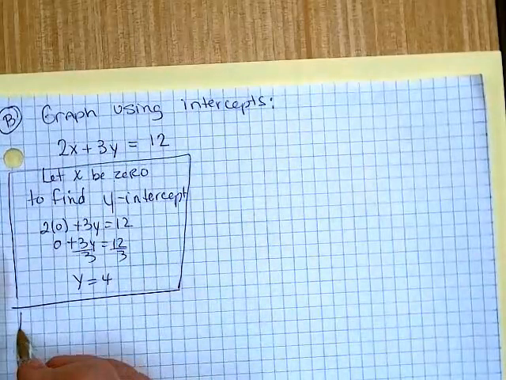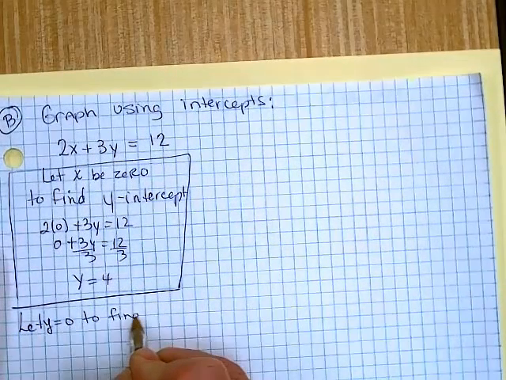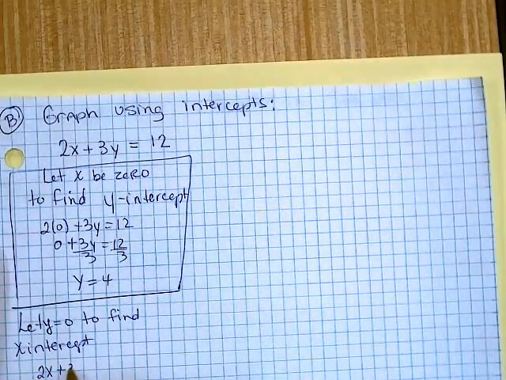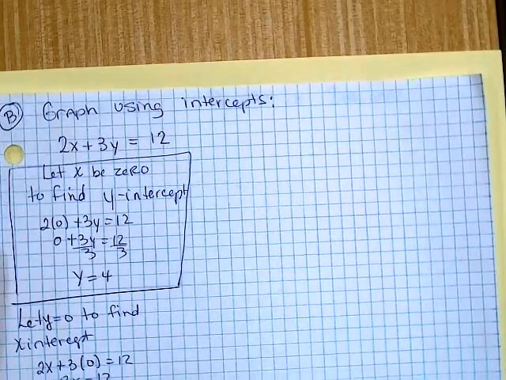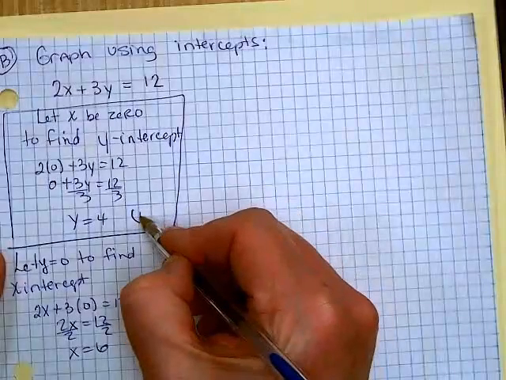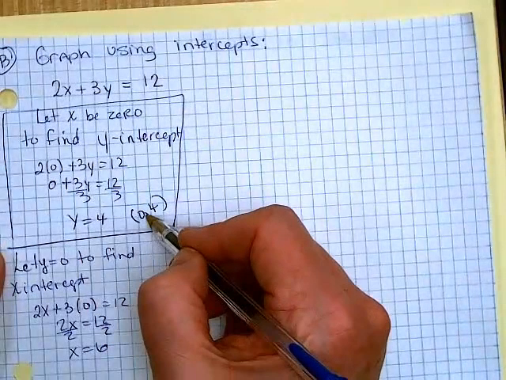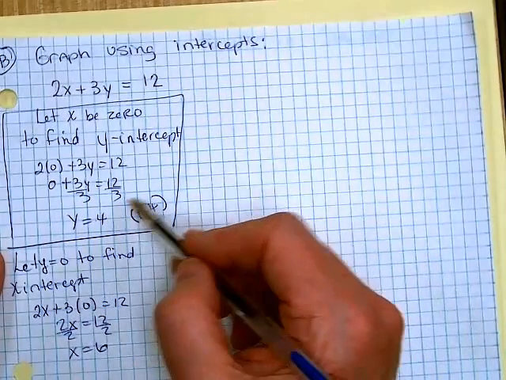Okay, I'm going to let y equal 0 to find the x-intercept. 2x plus 3 times 0 is 12. 2x is 12. X is 6. So up here I had 0, 4. The 0 for the x, the 4 for the y.